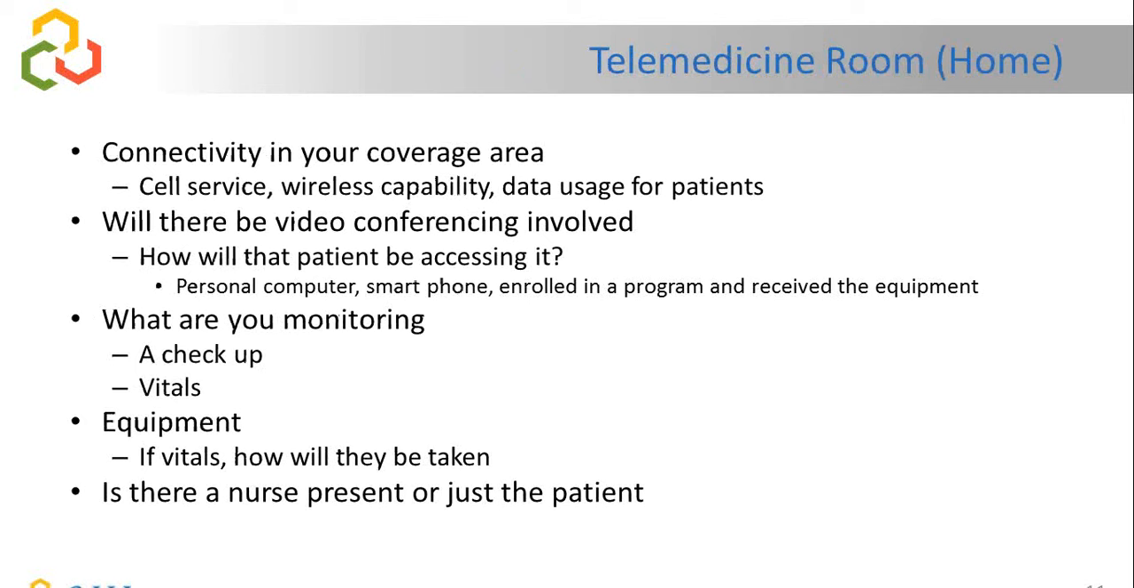So if you're in the home, you want to look at connectivity in your coverage area. Is it cell service? Does the person have wireless capability? The equipment you're going to use, can you hardwire into the patient's phone line so you don't have to worry about that? The biggest one when it comes to connectivity is if there's going to be video conferencing involved. If you're utilizing this strictly with just remote patient monitoring, and all it is the patient is going to be transmitting the vitals that they collect on a regular basis, connectivity is not as big of an issue as it is when you have video conferencing involved.